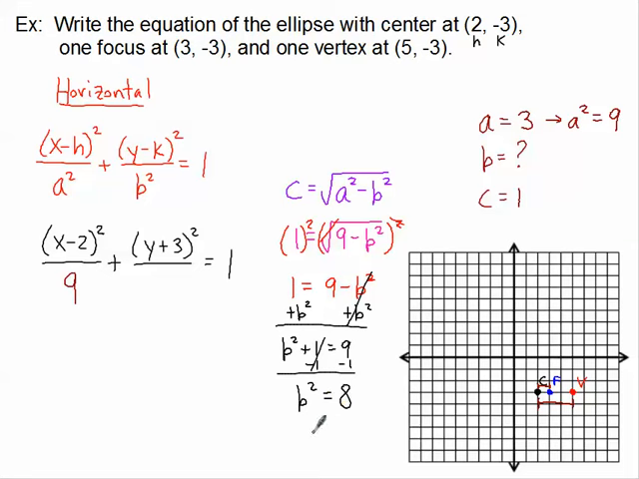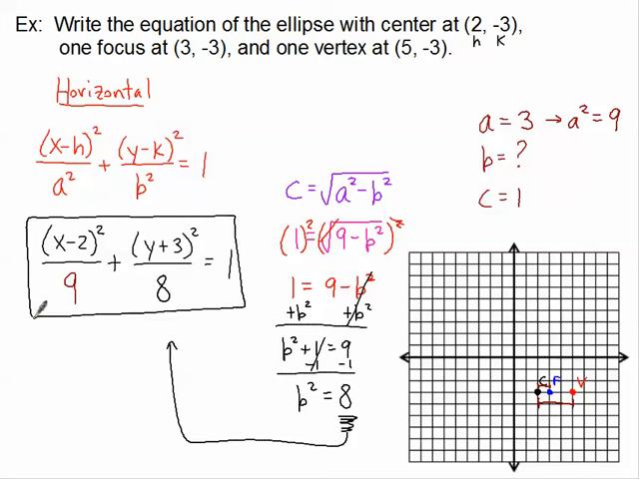Now again, I can continue on and figure out what b is, and that might be helpful if I'm going to graph the covertices, but since that's not required here, I'm finished once I know what b squared is. And I can plug that right into my formula, and there's my 8. Here is my standard form for this ellipse.